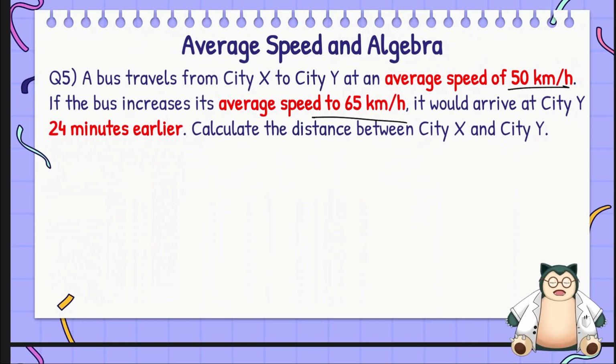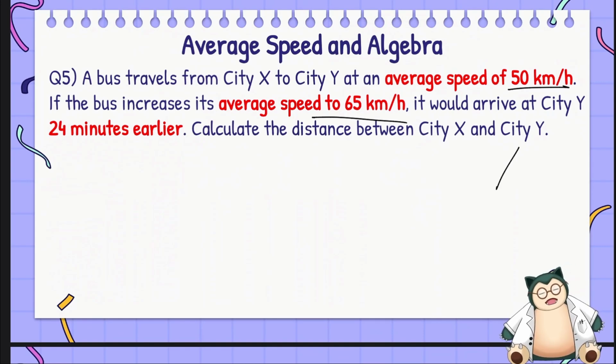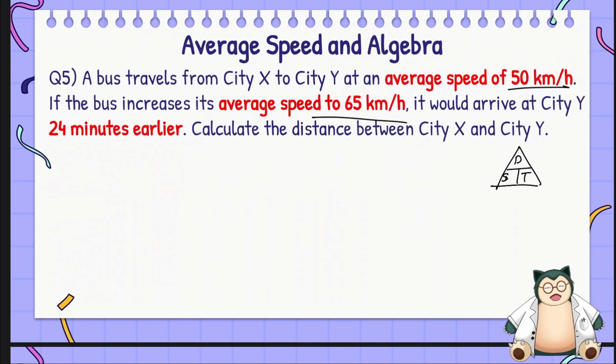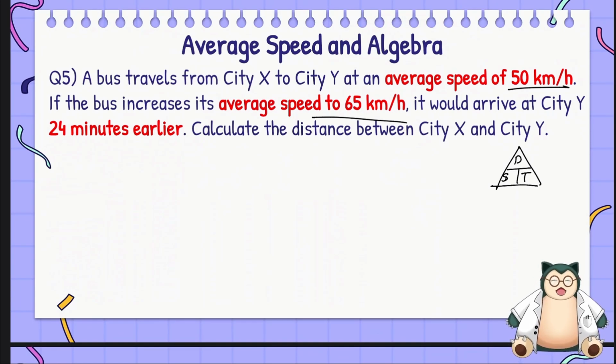Now, this question is quite cryptic because if we look at our formula, DST, so speed, distance, time, they only give you the speed and the time difference. They don't give you the total time taken. How are we going to solve this question? So first, let's use algebra and state our unknown.